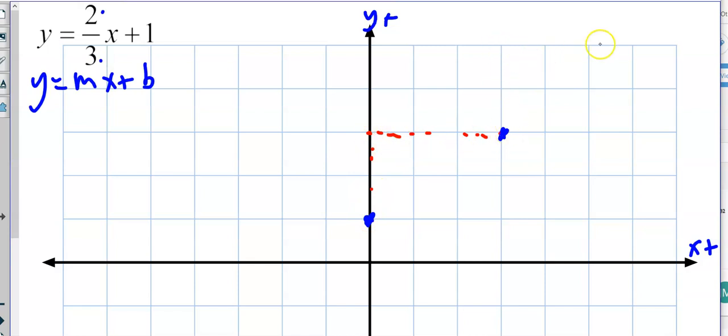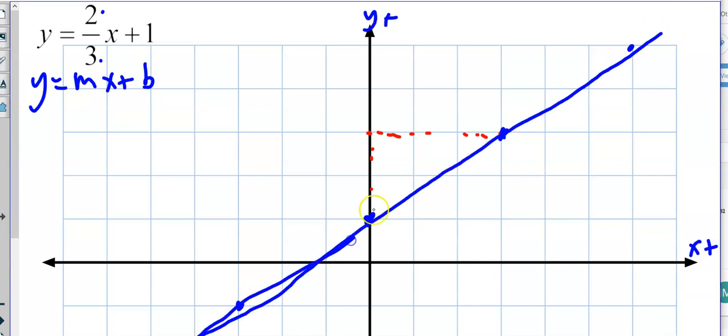Let me do that again. Rise up 2 over 3. Let me go down 2 over 1, 2, 3, until I have enough slope points that, if I don't have a straight edge, it's still going to look relatively straight because I'm going through my slope points.